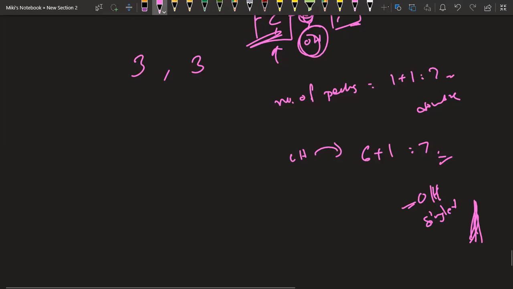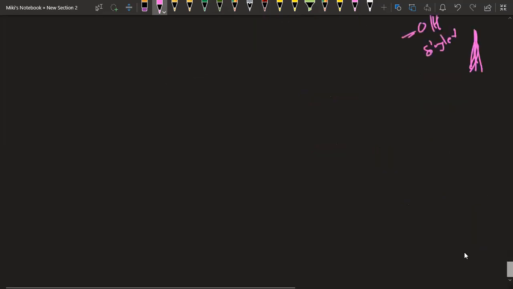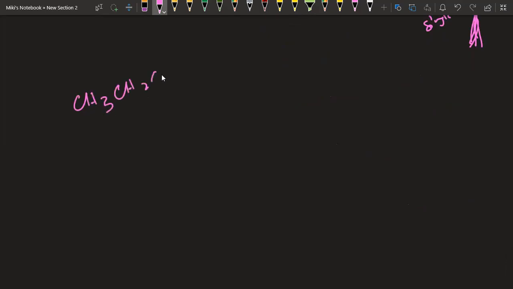Finally, we have, let's say, CH3, CH2, CO, and NH2. Now, how does it look? It could be understood by solving this question.